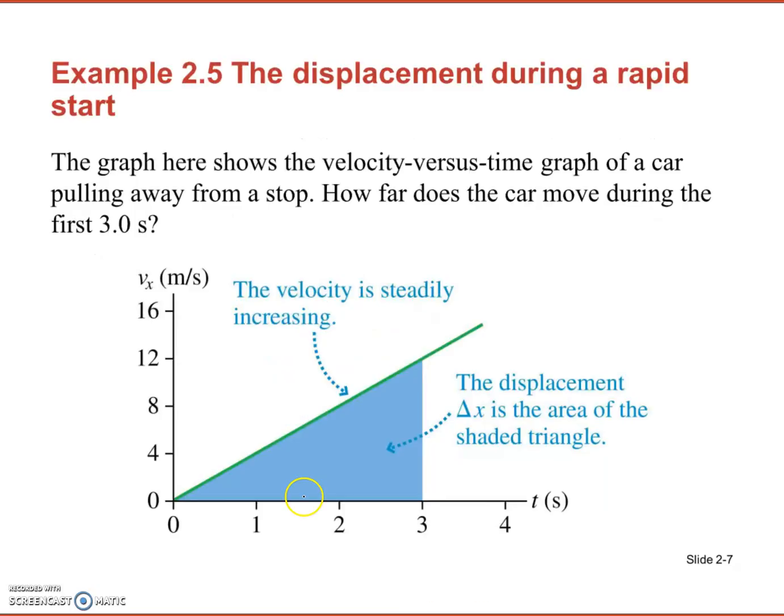Let's take a slightly simpler picture. So here's a velocity graph where the velocity steadily increases. We have a constant increase in velocity. It could be, for example, a car pulling away from a stop sign and going faster and faster and faster. How far does the car move during the first 3 seconds? Well, we said that the displacement is the area under the velocity graph. So we need to find the area of this triangle.